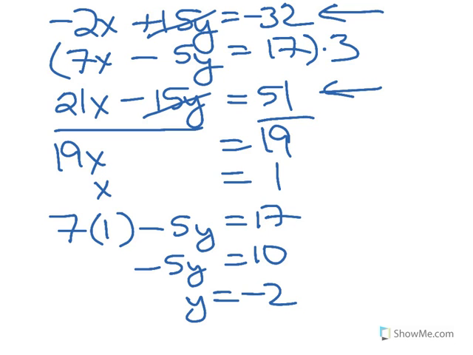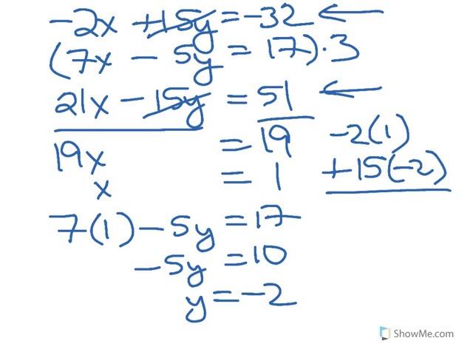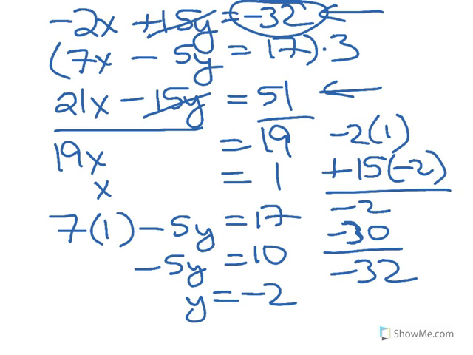So I should see what happens when I take negative 2 times my value for x plus 15 times my value for y. Well, negative 2 times 1 is negative 2. 15 times negative 2 is negative 30. And negative 2 plus negative 30 is negative 32. That matches what I was supposed to get. My answer is this solution, 1, negative 2.